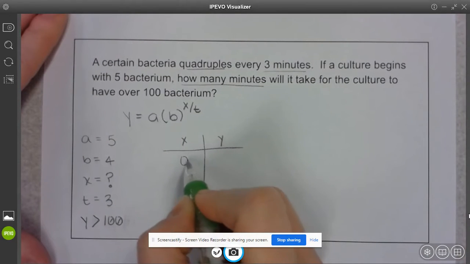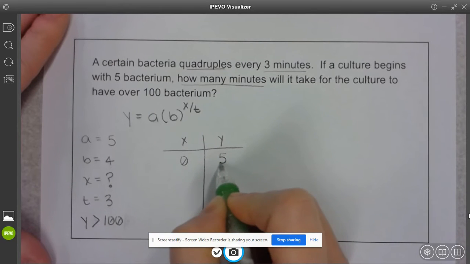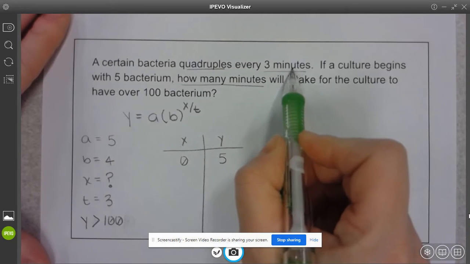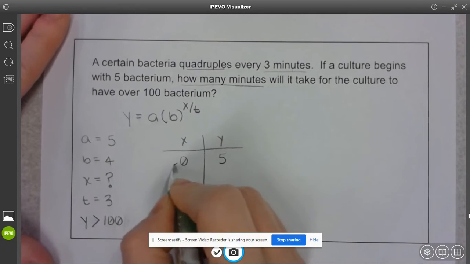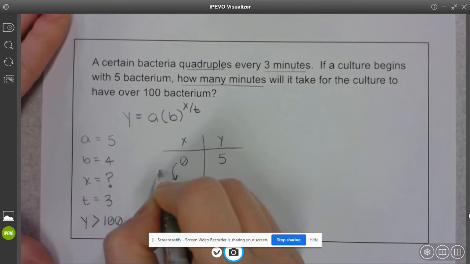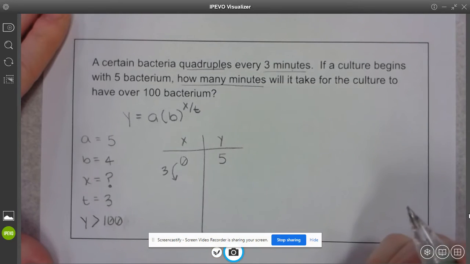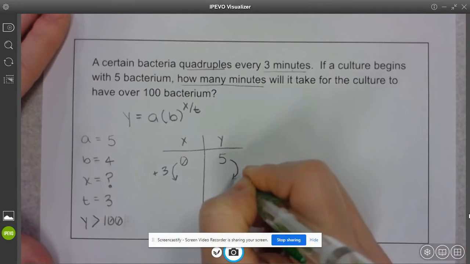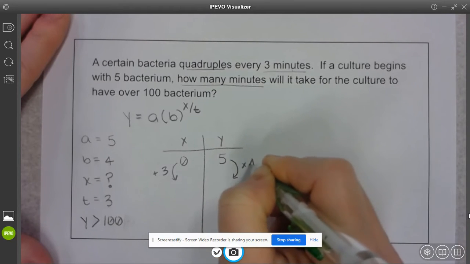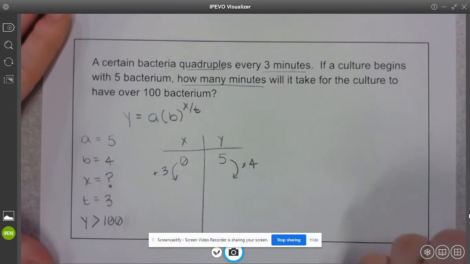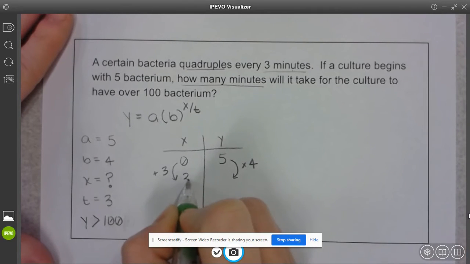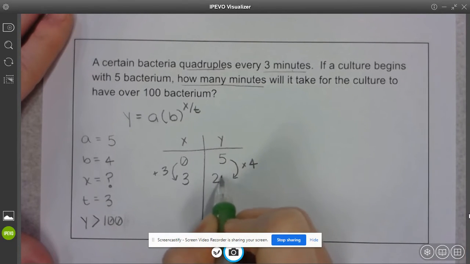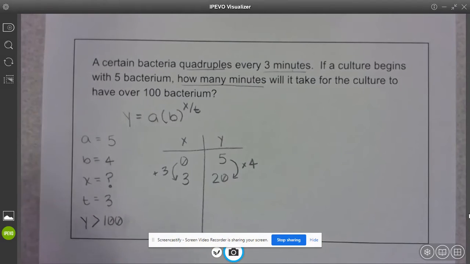So at no minutes, we're going to have 5 bacterium. Now it's every 3 minutes, it quadruples. So in my X column, I need to go up by 3. And I'm going to add 3 on this side. And then on the other side, I'm going to multiply by 4 because that's that quadrupling that we're seeing. So at 3 minutes, we'll see 20.